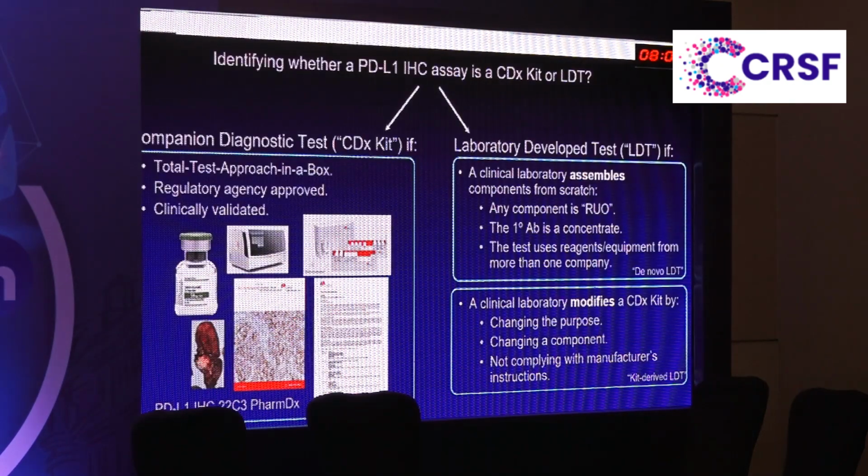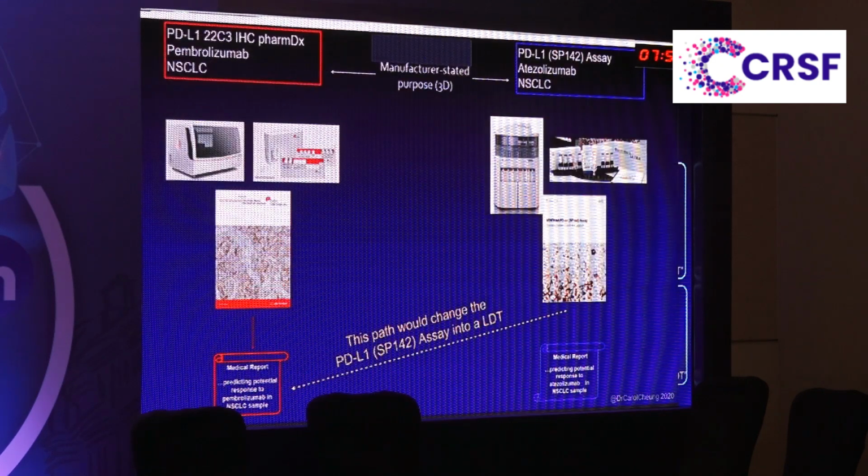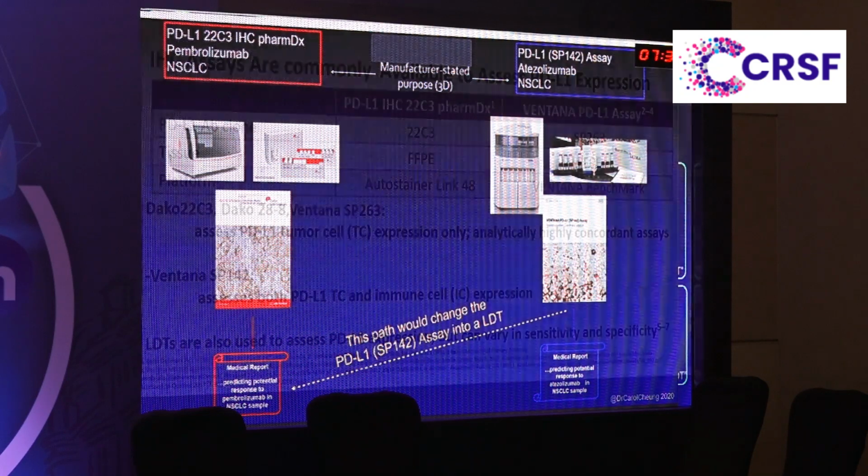So in the companion diagnostic assay, if you alter any step in the processing, it becomes a lab level test. And at the same time, even for the clinician, just to give an example, if you're using 22C3 for Pembro, it is a companion diagnostic test. If you use another antibody like SP142, which is now hardly being used, especially in the lung, for Atezolizumab, it is a companion diagnostic assay. But if you use this SP142 for giving Pembro, it becomes a lab test and not valid.